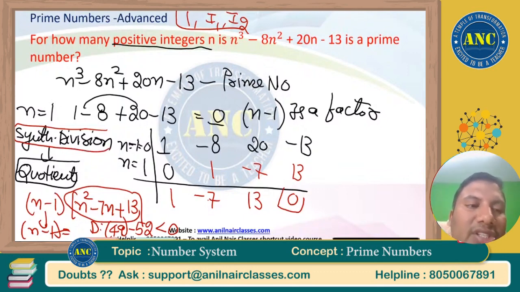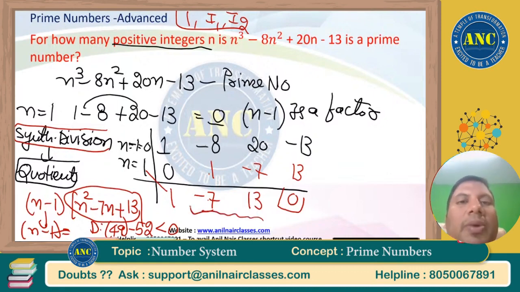n minus 1, it is 0. 1, minus 8, 20, minus 13. 1 plus 0, 1. Cross multiply: 1 ones are 1, minus 8 plus 1, minus 7; cross multiply, 20 minus 7, 13; 13 ones are 13. So when the cubic is divided by the linear factor, the remaining is n square minus 7n plus 13.